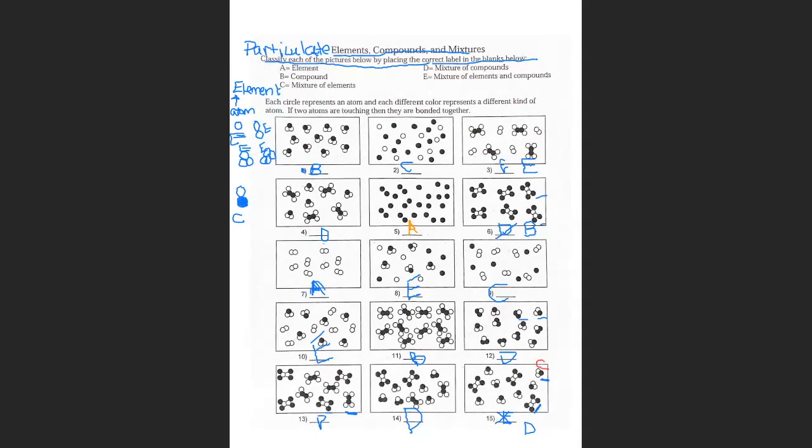And this is a compound because they're different color circles. But these compounds are not alike. For that reason, you select mixture of compounds because it's two different compounds together, right? And then with this one here, they were all the same. They were all compound, compound, but they're equal to each other. That's why we went with B. So yeah, other than that, I think we did good.